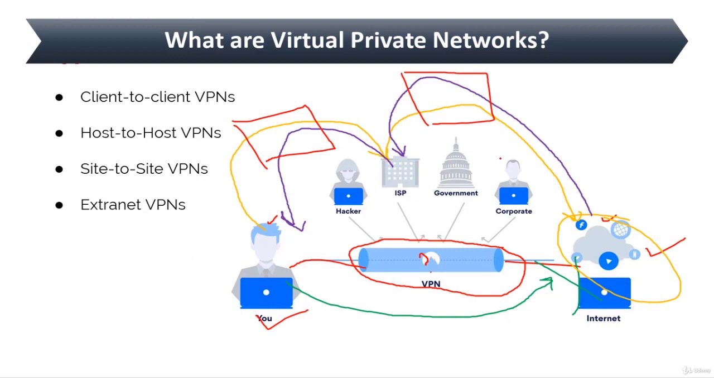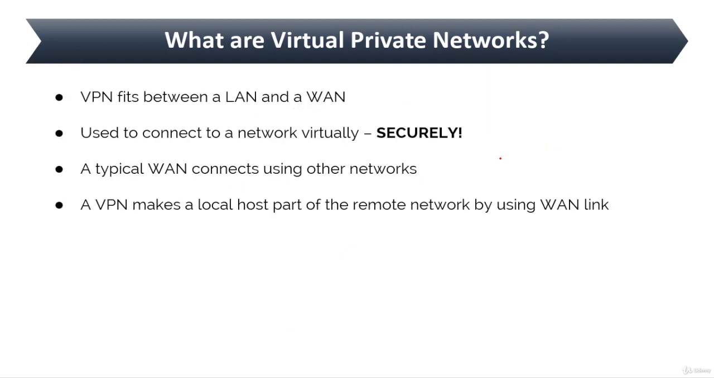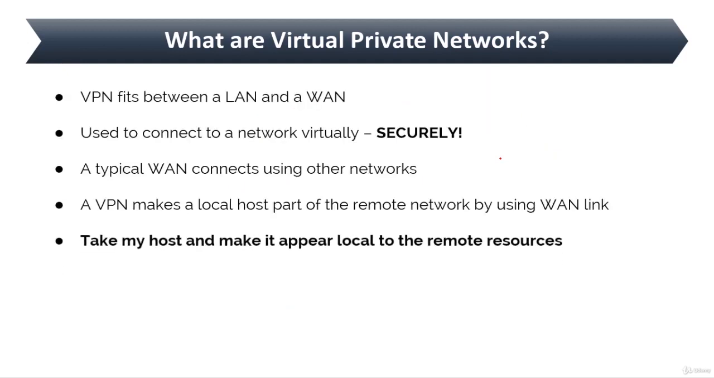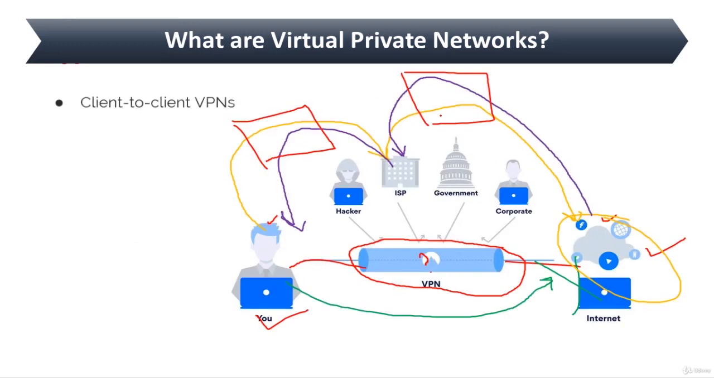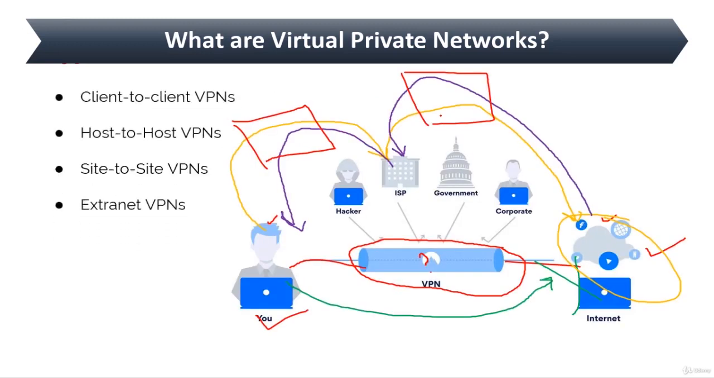And the last kind of VPN is extranet VPN. Extranet VPNs allow an organization's suppliers, partners, and customers to be connected to the corporate network in a limited way for only business purposes. So these are the types of VPNs that you need to remember.